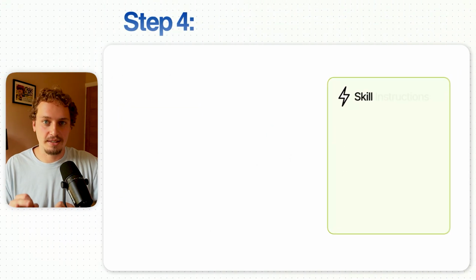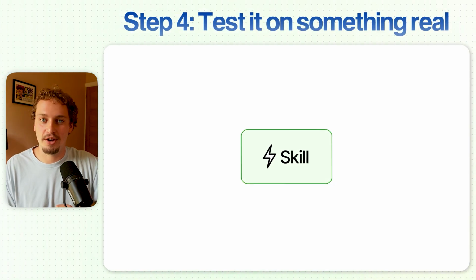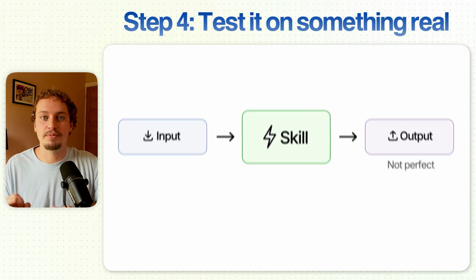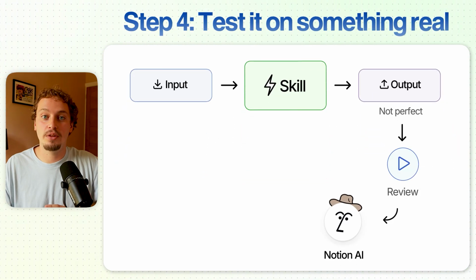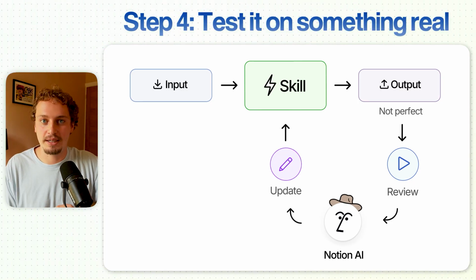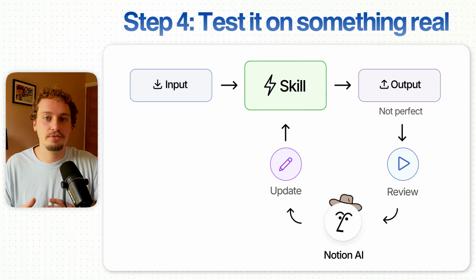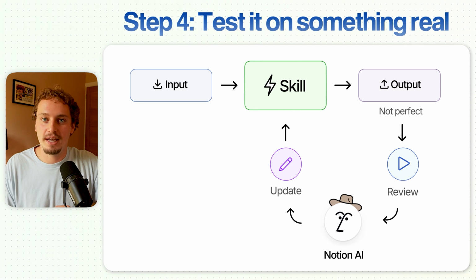Step 4, and this is the important part, is to test it on something real and refine as you go. Like we said, the first output won't be perfect. When it gets something wrong, don't just rerun it. Go back to the Notion AI, tell it what the mistake was, and ask it to update the skill to prevent it happening again. Each correction makes the skill more precise. After a few rounds of this, you'll have something that genuinely reflects how you work instead of a generic set of instructions.